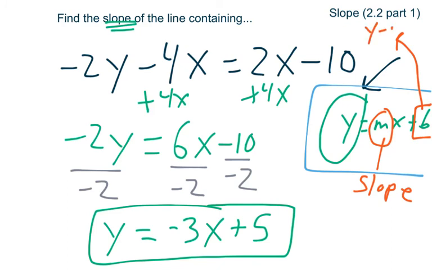And again, b is the y-intercept. We'll do more of that graphing in class. For now, just find the slope. The slope is negative 3, or you can say that as negative 3 over 1.